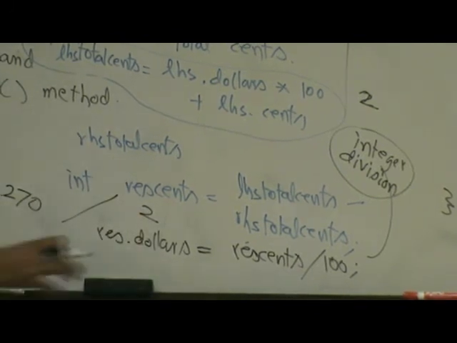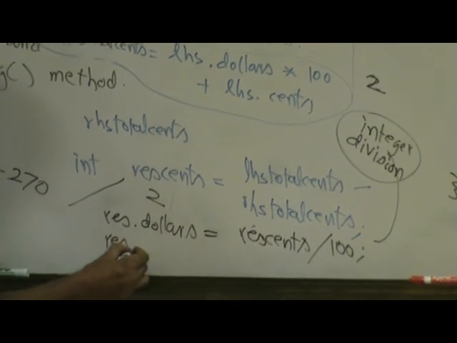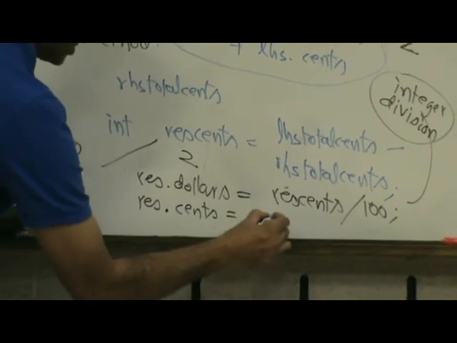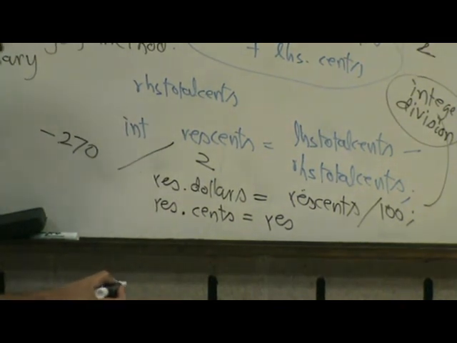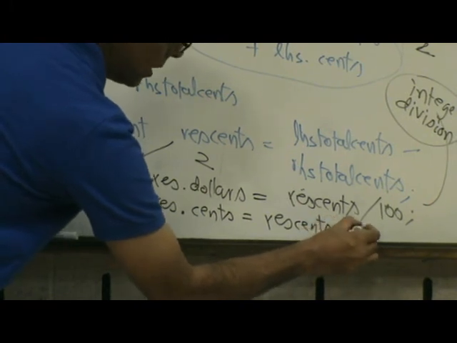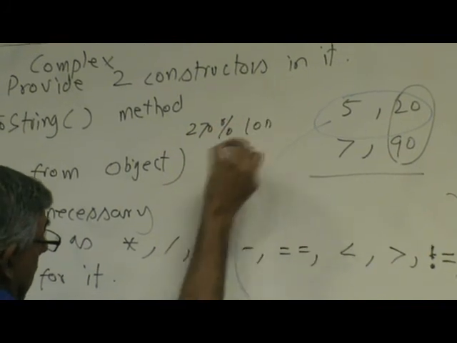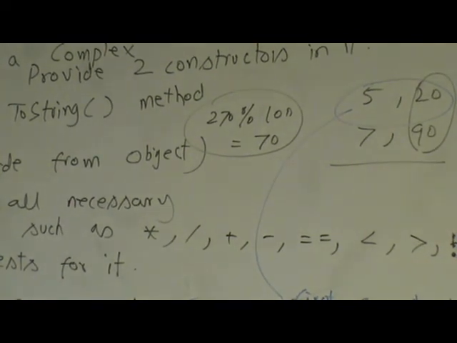Okay, so now we need the remainder after dividing by 100. We need the remainder. So we will say res.cents equal to res cents mod 100. Mod is a percent operator. So this percent operator, so for example, if you did 270 % 100, it will return 70. Whatever is the remainder after the division. So that's called the mod operator.